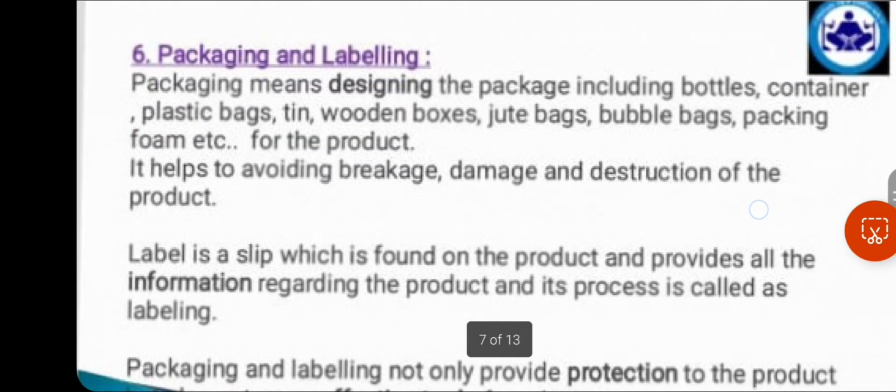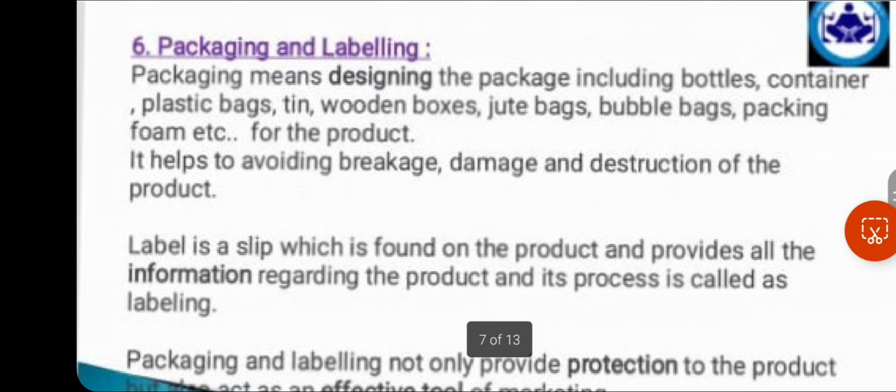Moving on to our next point, that is packaging and labeling. Packaging and labeling play a crucial role in creating the first impression of consumers about the product. Packaging means attractive designing by using eco friendly materials to protect damage to the product. Example, boxes, bags, containers from plant based materials or recyclable materials.